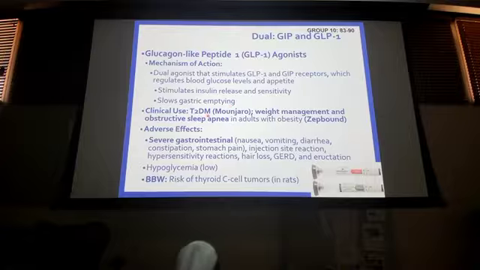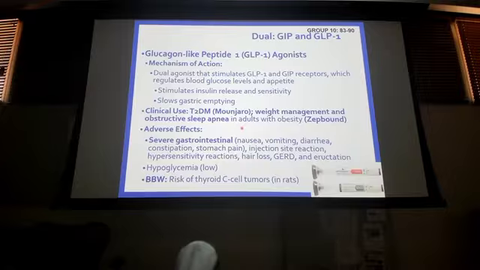It's used in type 2 diabetes as Mounjaro, and for weight management and OSA specifically, that compound is going to be your Zepbound. Similar to the other GLP-1 agonists mentioned previously, adverse effects are going to be severe GI issues and hypoglycemia, although the overall risk is low. Then we have our black box warning of potential increase in medullary thyroid cancer.